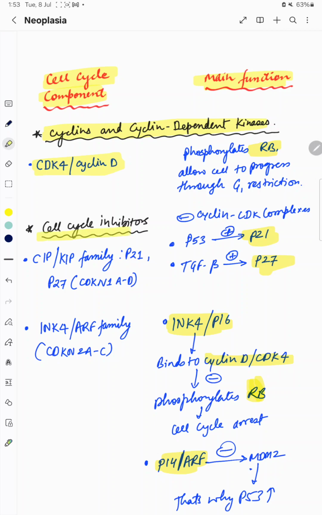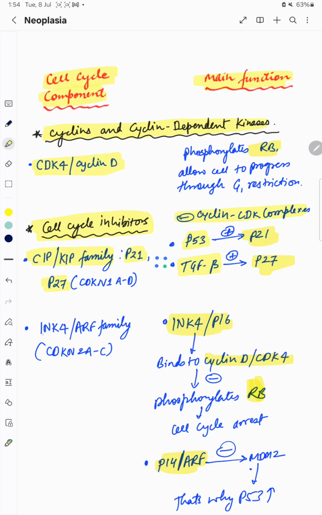Another category is cell cycle inhibitors. They basically inhibit cyclins and cyclin dependent kinases. There are two categories of cell cycle inhibitor: the CIP and KIP family, namely P21 and P27. P53 is a tumor suppressor gene which stimulates P21. P21 is a cell cycle inhibitor. TGF beta stimulates P27. P27 is also a cell cycle inhibitor.